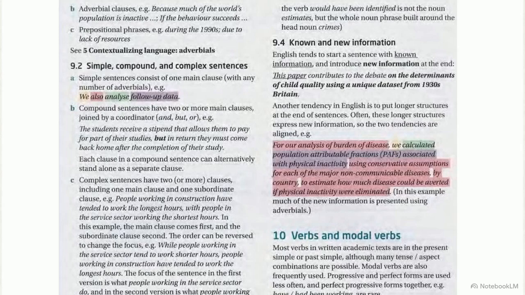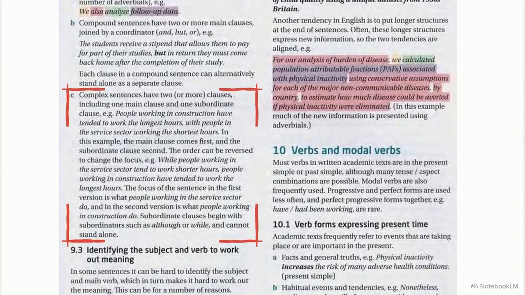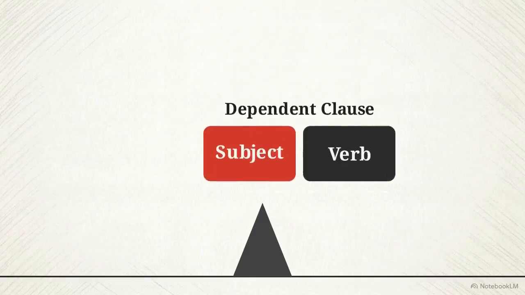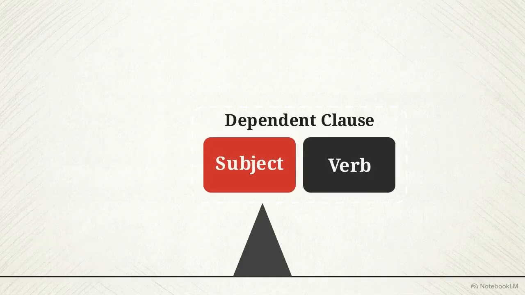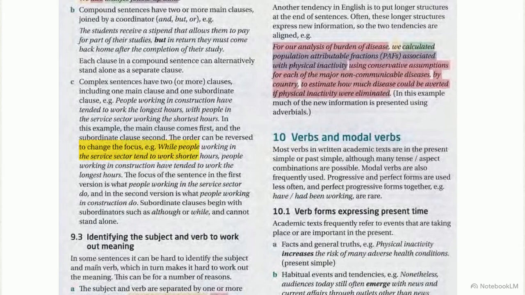Sometimes your ideas are not equal. One idea supports the other. For this, we use a complex sentence. As this section outlines, a complex sentence contains one main independent clause plus a subordinate or dependent clause. A dependent clause still has a subject and a verb, but it cannot stand on its own as a complete thought. Look at the highlighted example in the text.